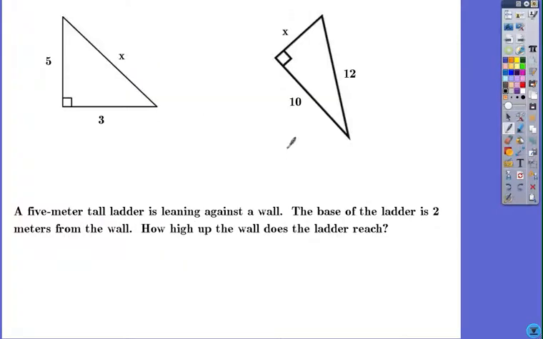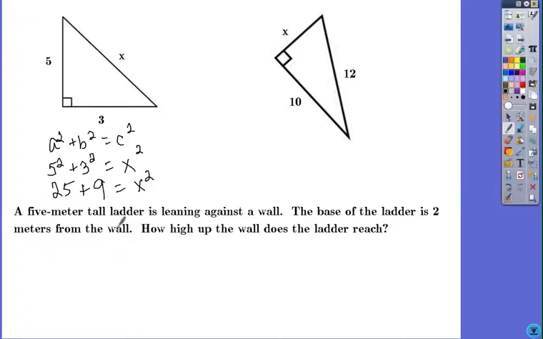So here are some application problems of the Pythagorean theorem. I have a right triangle, and I'm given the legs, the sides that make up the right angle. Therefore, I'm going to use A squared plus B squared equals C squared. C in this case is x, the hypotenuse. So 5 squared plus 3 squared is going to give me x squared. 5 squared is 25, 3 squared is 9. 25 plus 9 is 34, so 34 is x squared.